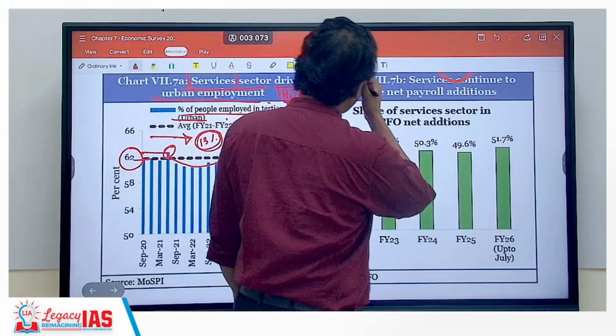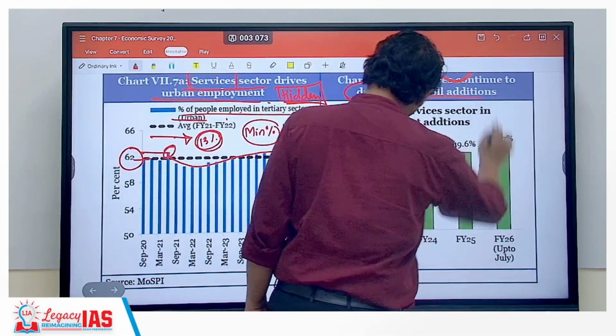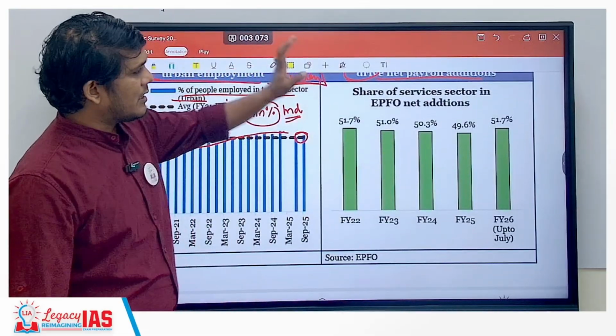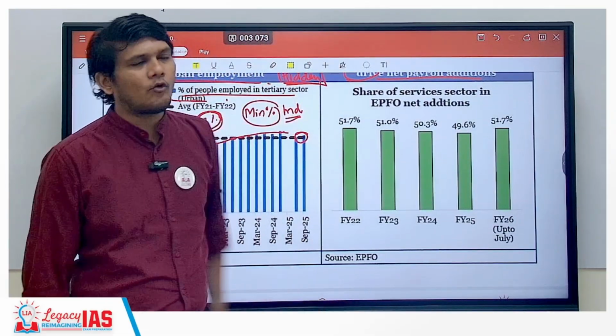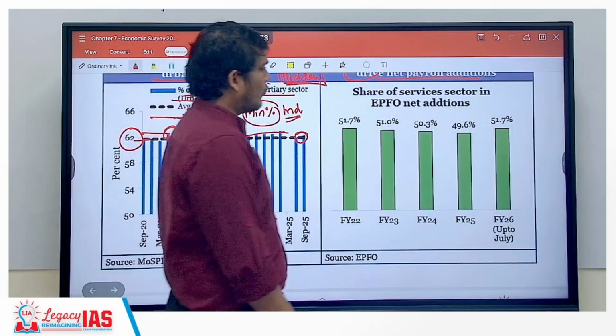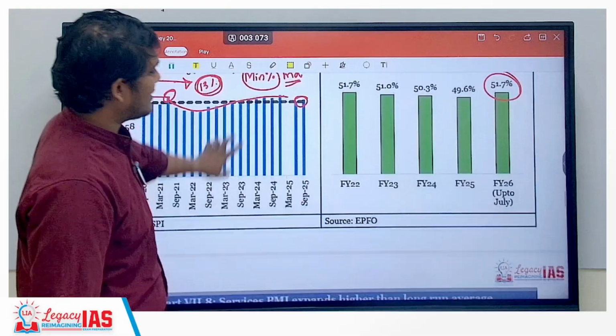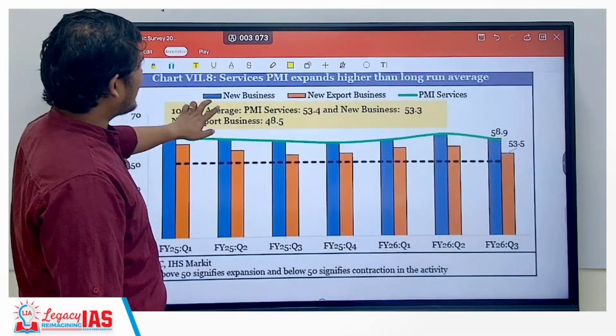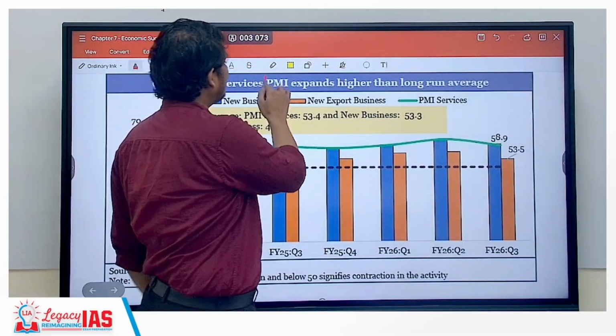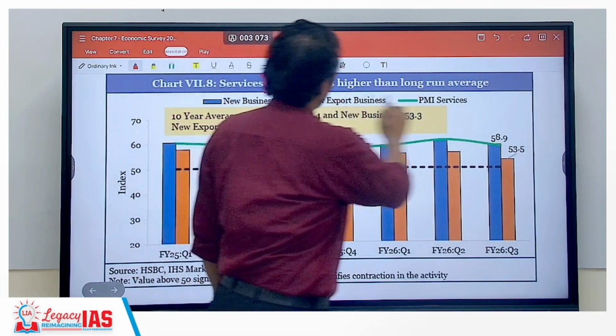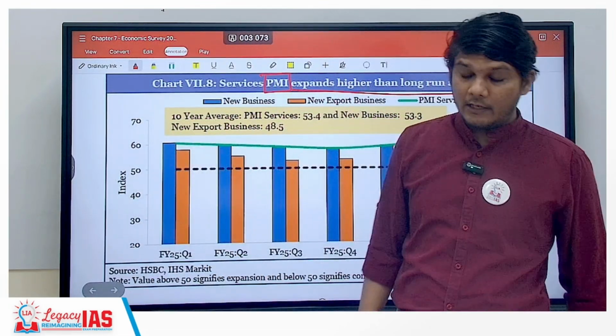The services continue to drive the net payroll addition. If you talk about the EPFO, additional enrollment in EPFO, in fact more than half is because of the services sector. Next is the services PMI, Purchasing Managers Index, which has expanded higher than the long run average.